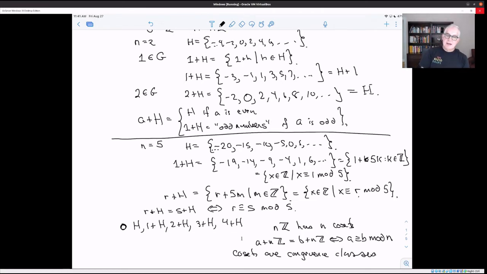So one way you could think of cosets more generally is they're kind of a generalization of the idea of a congruence class for the integers, although things get a little bit more interesting when the group is non-abelian.